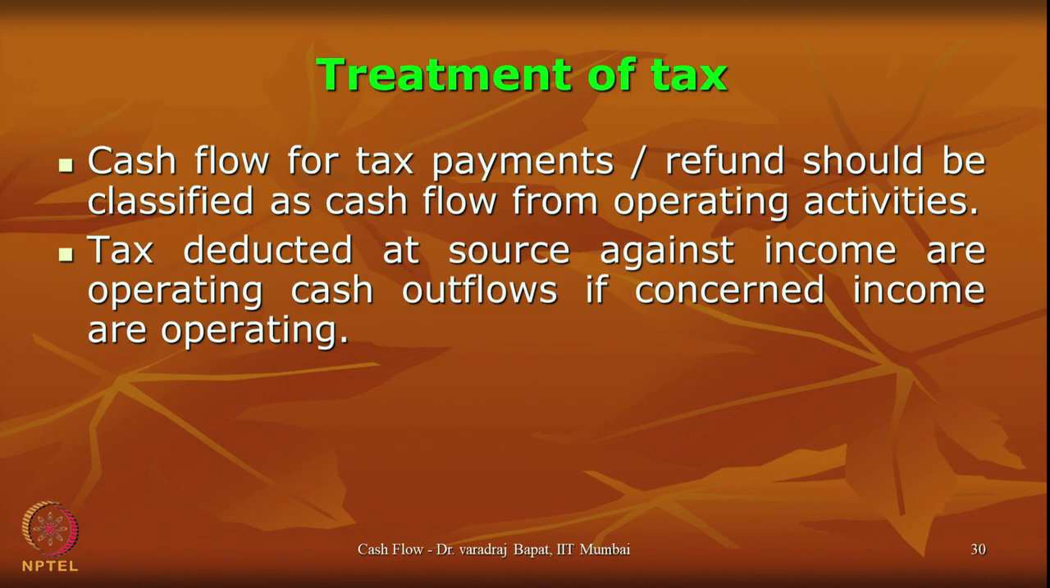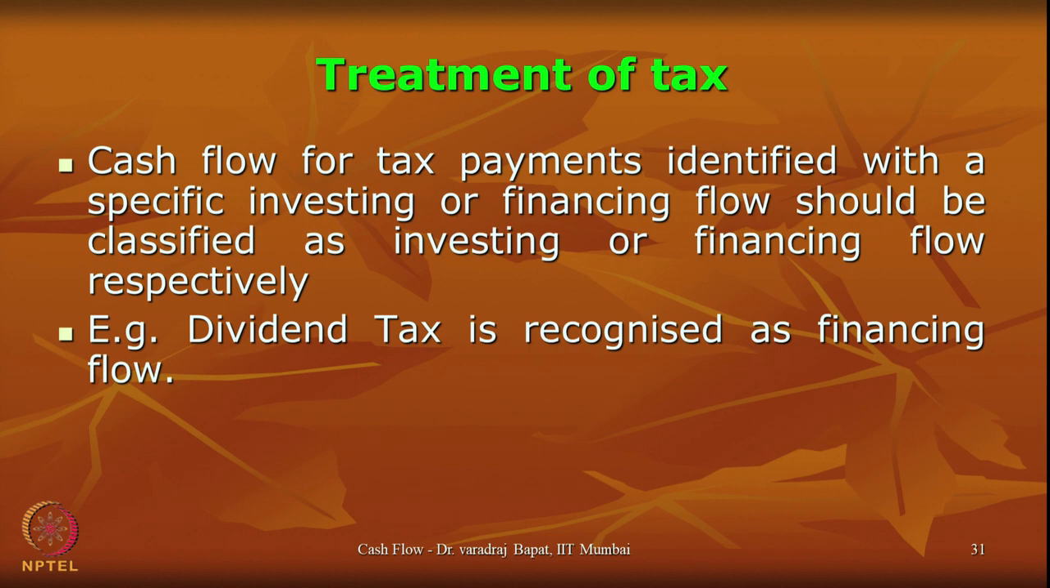Now next is about treatment of taxes. Normally taxes are an operating item. So whatever tax is paid, we will show it as an operating expense. If there are some specific taxes on investing or financing related items, we will show them under the respective head. An example is dividend tax. Whenever we pay dividend, we have to pay tax on that dividend. So taxes on dividend will be categorized as a financing flow. I hope you remember that dividend first of all is financing, so tax thereon is also financing.